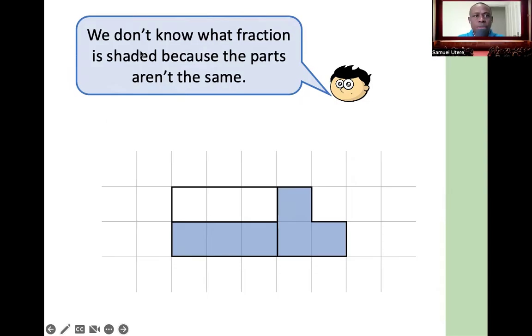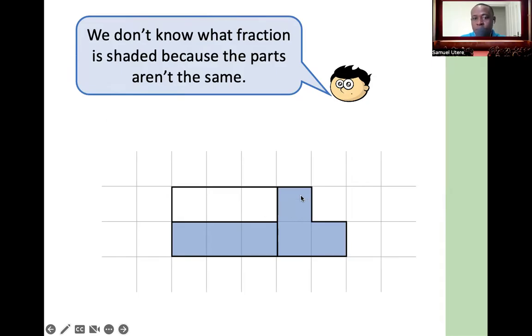So he says, we don't know what fraction is shaded because the parts aren't the same. Well, do you agree with Jack? Really? Well, not really, because remember, take note that this shape is on a squared centimeter grid. So each of these squares is 1 centimeter.